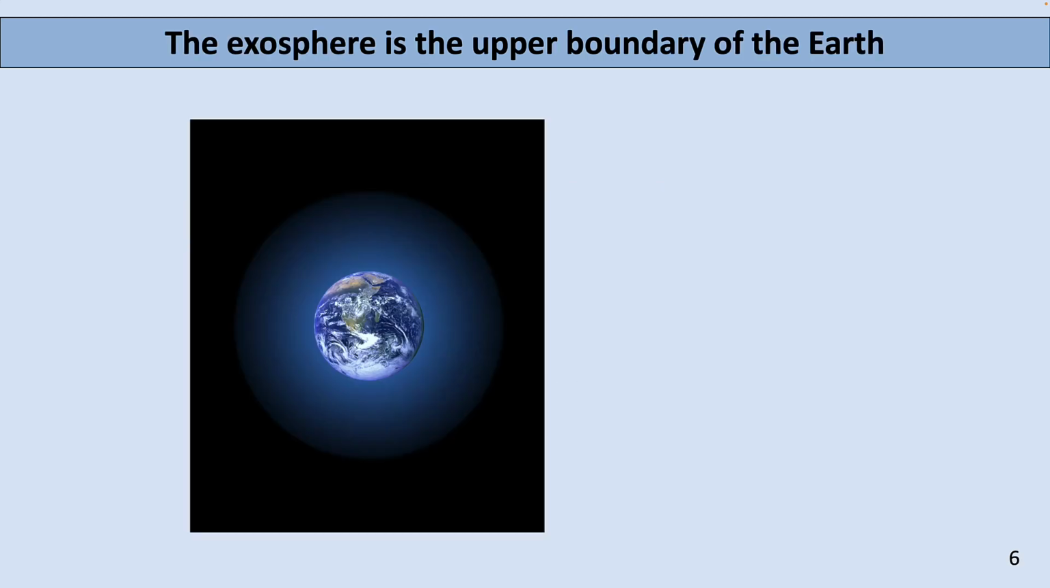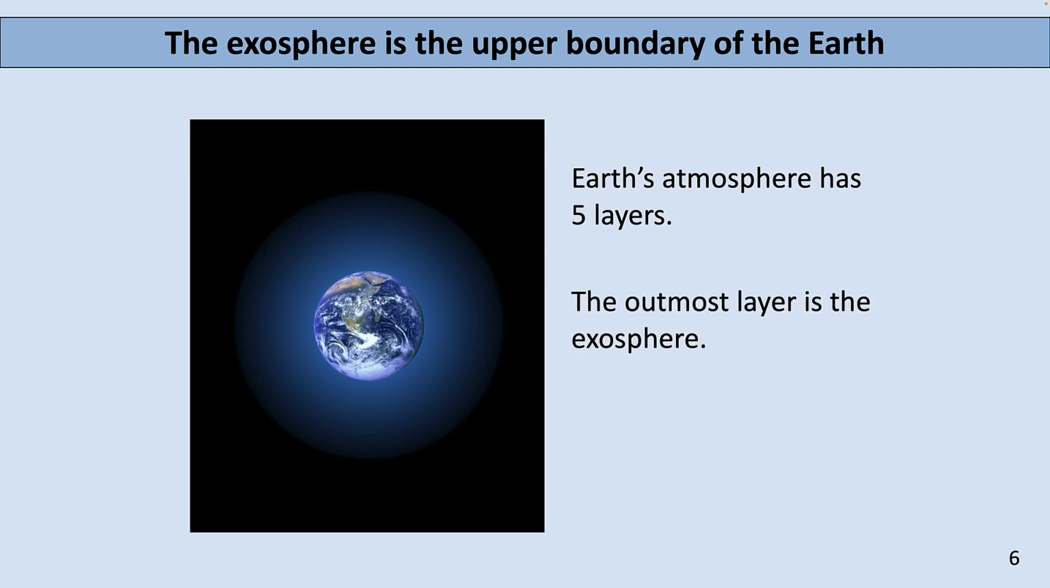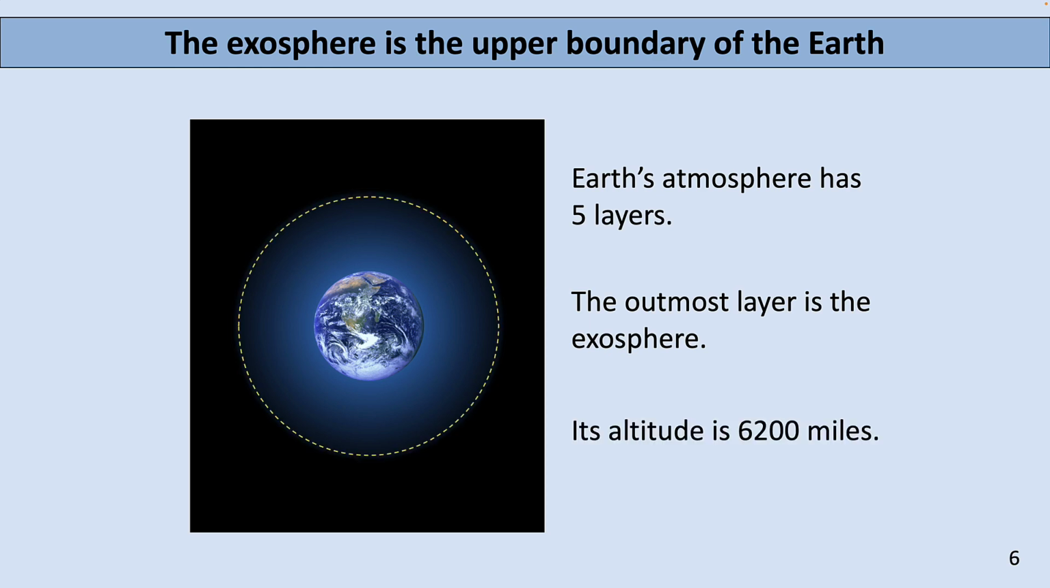The exosphere is the upper boundary of the Earth. Earth's atmosphere has 5 layers. The outermost layer is the exosphere. Its altitude is 6,200 miles.